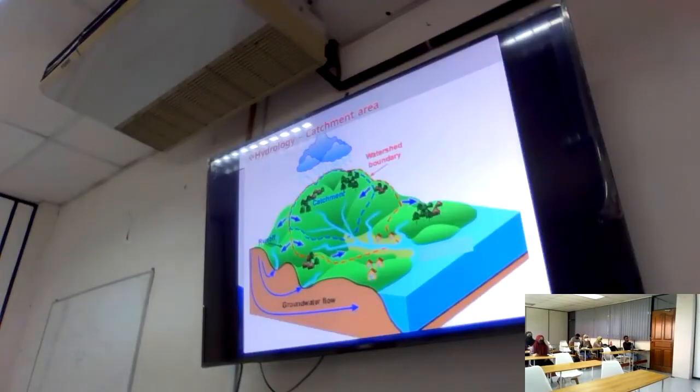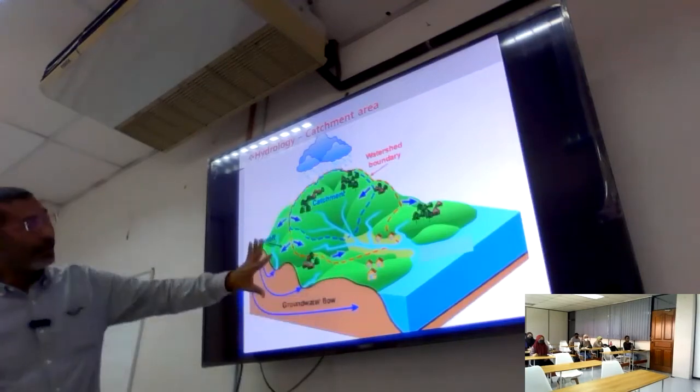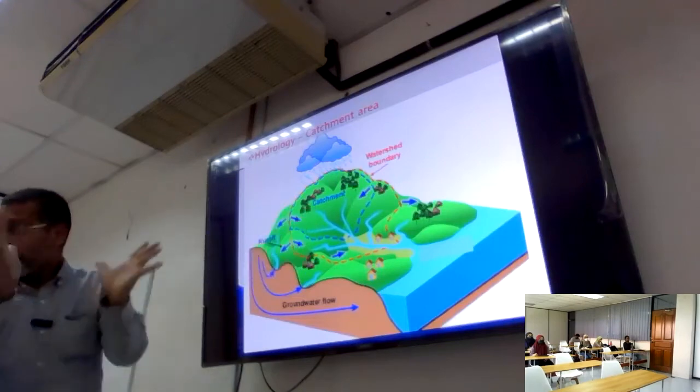Okay, let us go quickly. The catchment area, right? The first factor. This is the catchment area. So this is the shape. For example, this is the shape of this area. But if this hill looks different, the shape may be different.